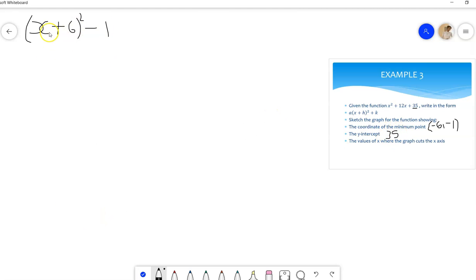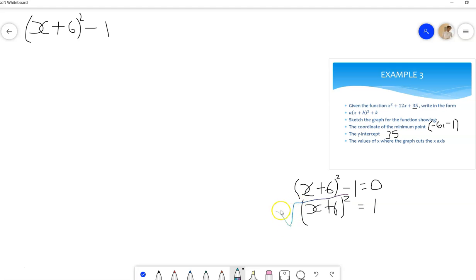So we're going to equate our form to 0, and then we solve for x. As usual, we transpose the constant first, so we're going to move negative 1 to the right-hand side of the equal sign, and that will give us positive 1. So this is now equal to positive 1. The next thing we want to do is get rid of the square, so we're going to square root both sides of the equation.